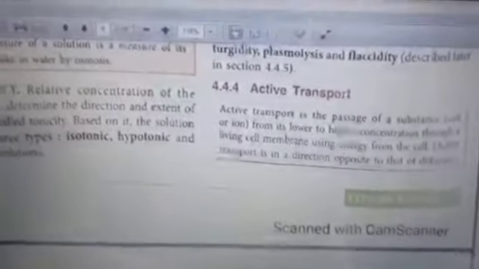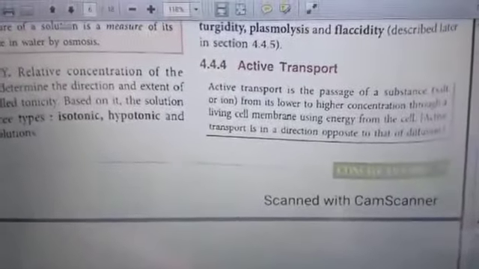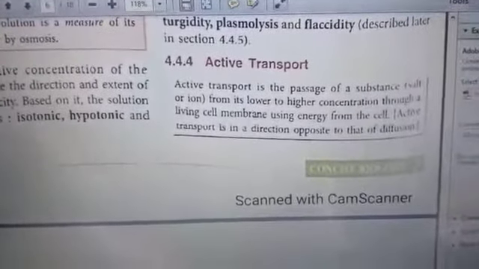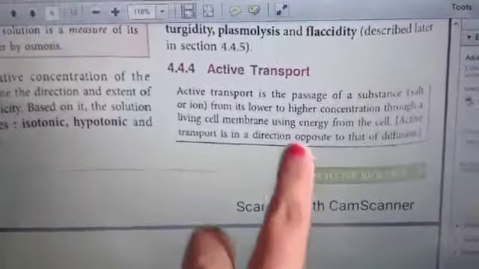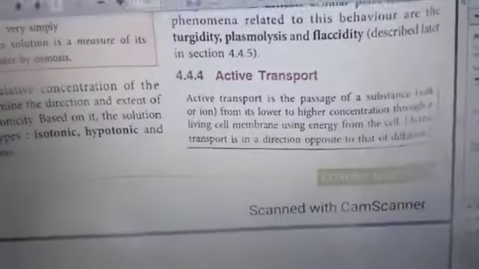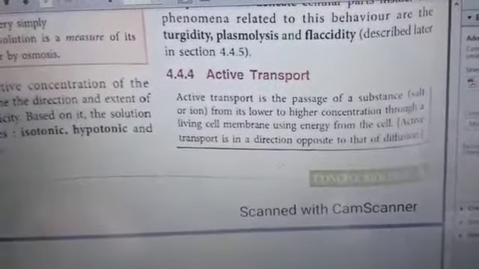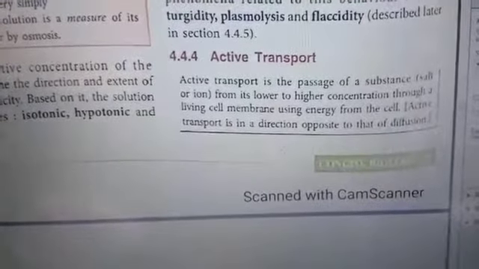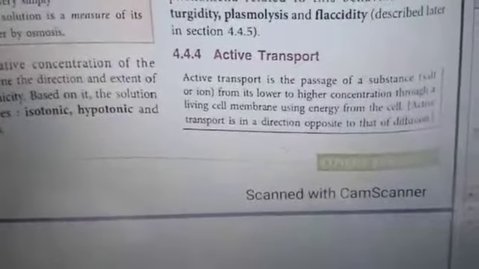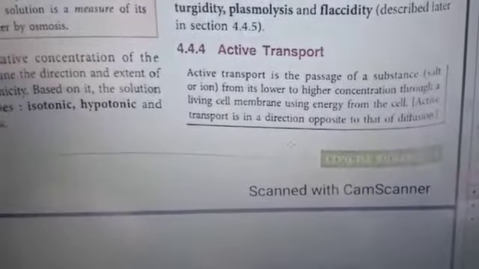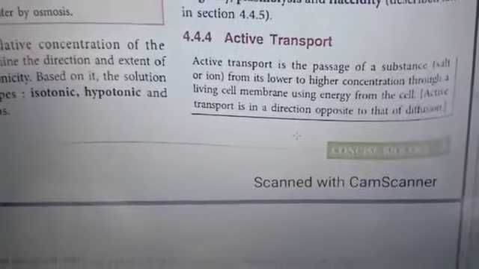Active transport. In the last lecture you have seen about tonicity, different types of solutions, plasmolysis, flaccidity, etc. Now we'll see about active transport. Active transport is a type of transportation of molecules that is against the concentration gradient. Against the concentration gradient means it moves from lower concentration to higher.